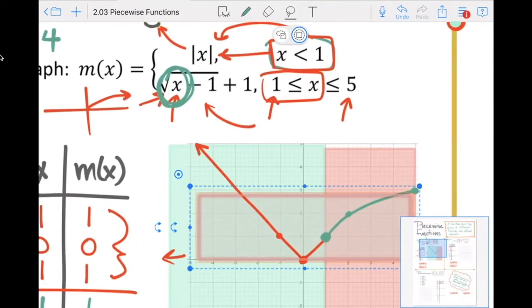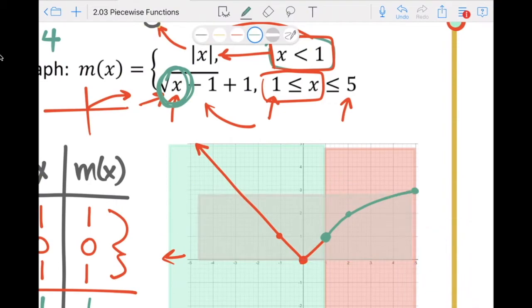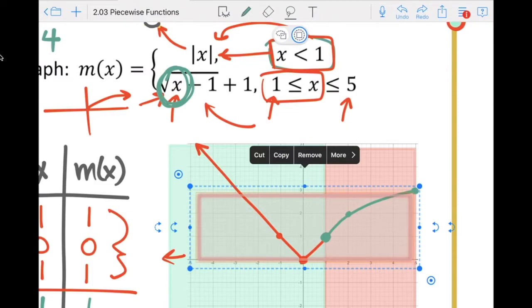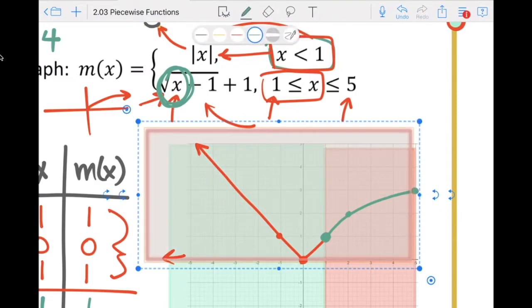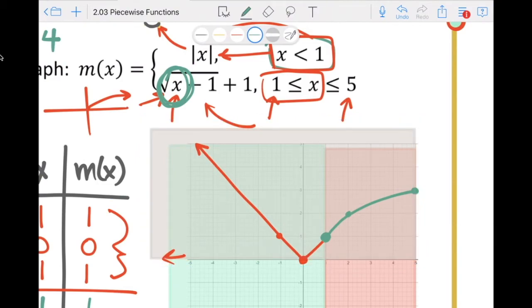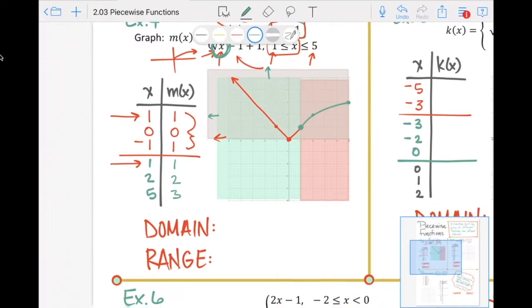But then you're leaving out anything in this section right here. So make sure when you do your range, you include everything. So keep in mind here, the range is going to keep going up to infinity, just like the domain went left to infinity. So let's go ahead and write our domain and our range.